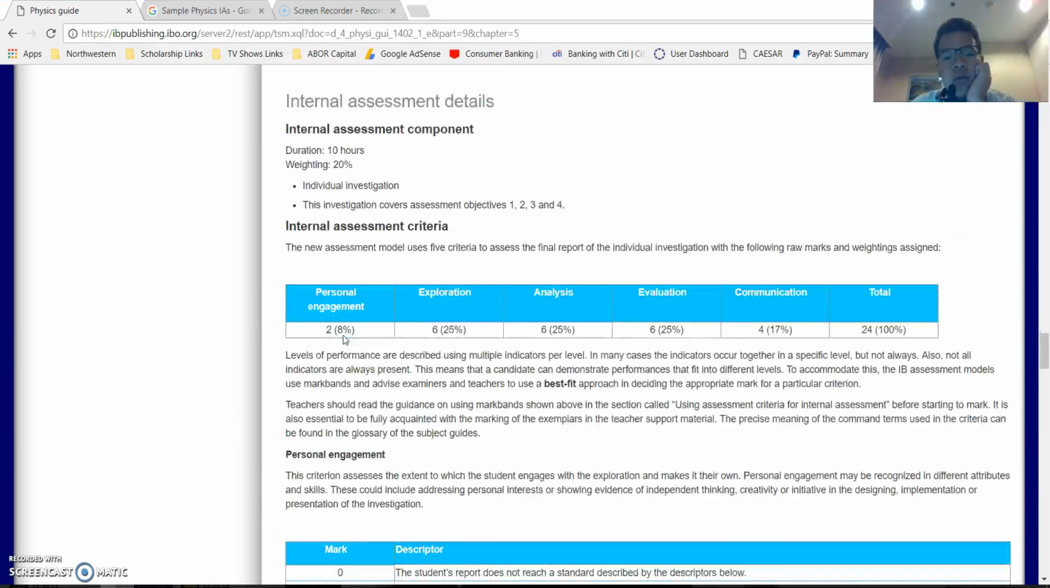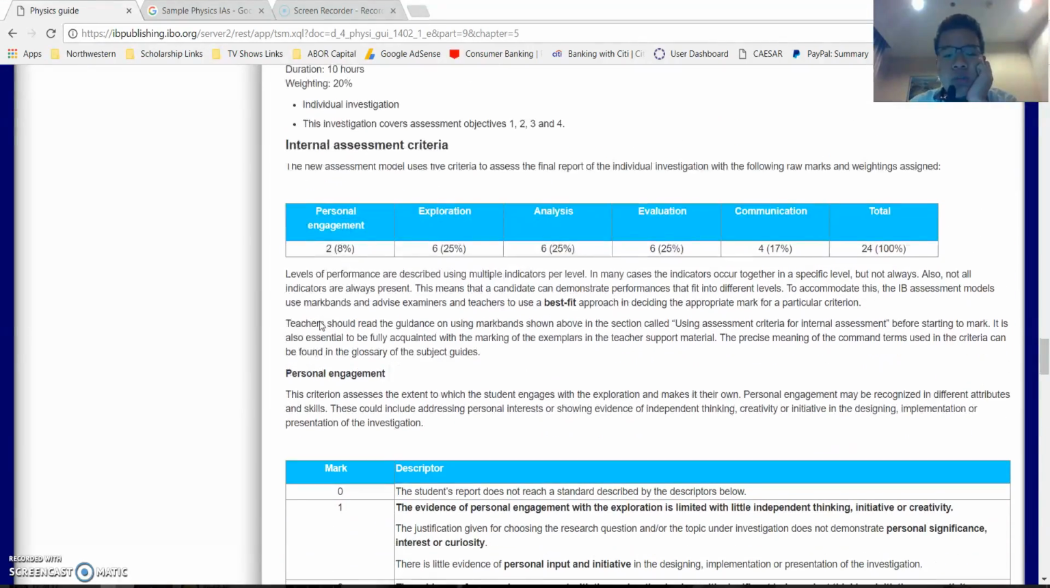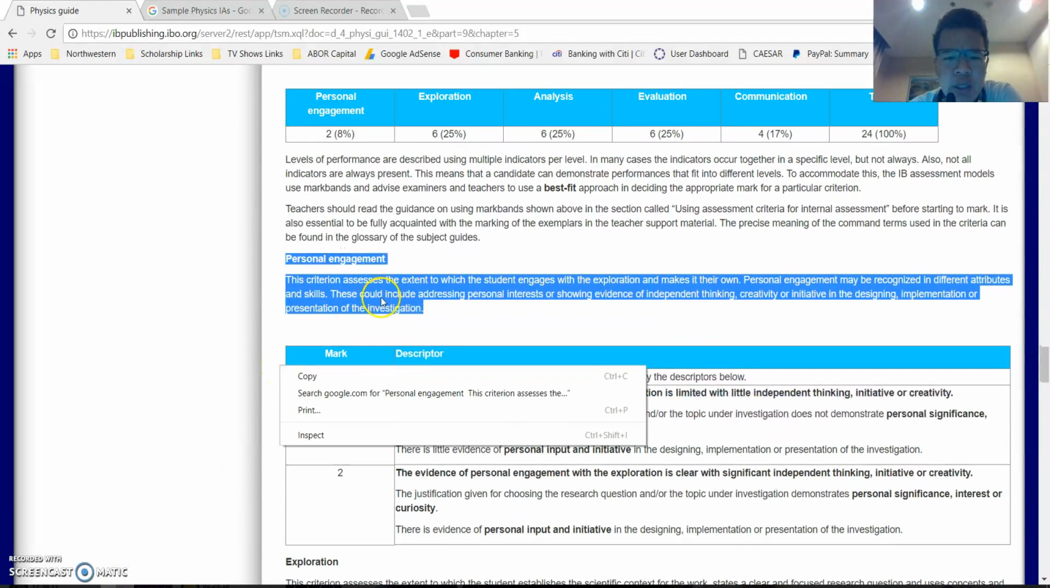Number 1, of course, would be personal engagement. Exploration is like the first 4 pages, analysis and later evaluation, like the last 1 or 2 pages. Personal engagement is really easy to nail. Everyone should get 2 out of 2.